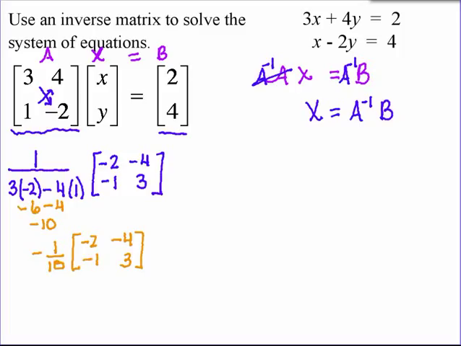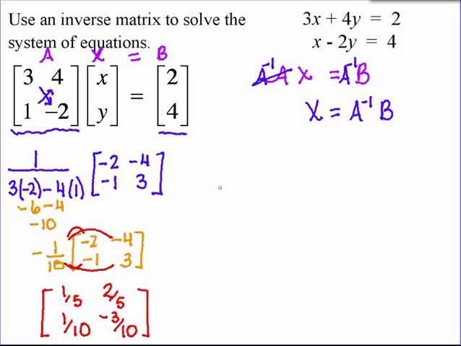My next step is to distribute that negative 1/10 to each of the 4 terms. I'm going to take negative 1/10 times negative 2, which gives 1/5. Negative 1/10 times negative 4 is 2/5. Negative 1/10 times negative 1 is 1/10. And negative 1/10 times 3 is negative 3/10. So that is the inverse of A.